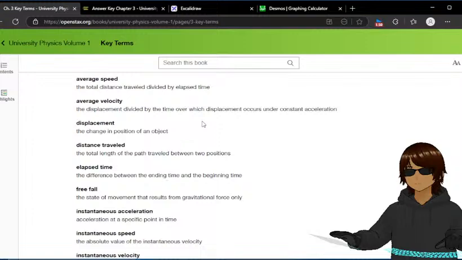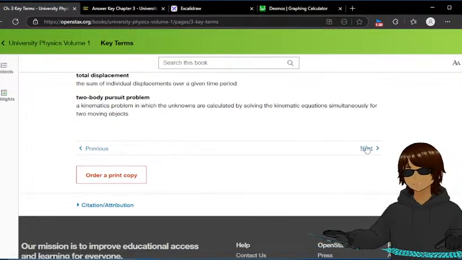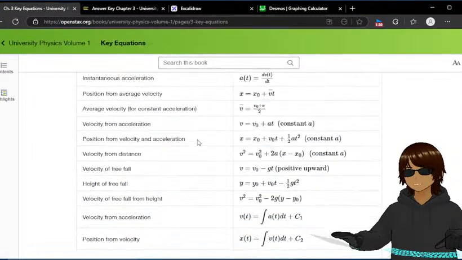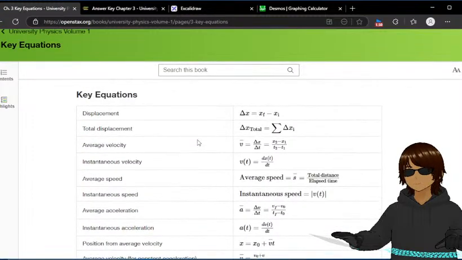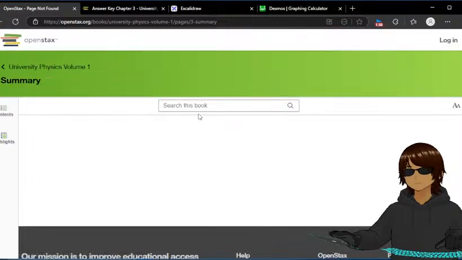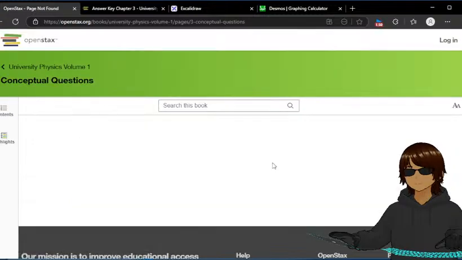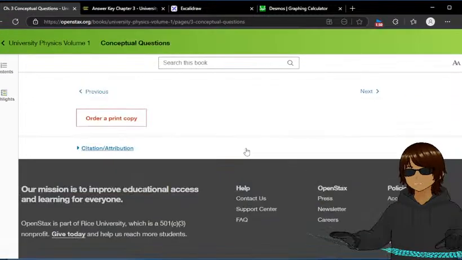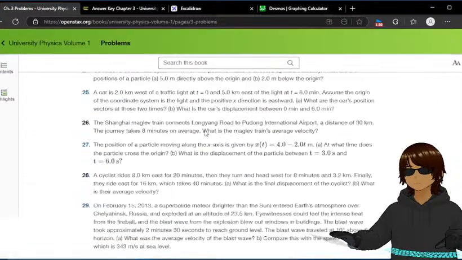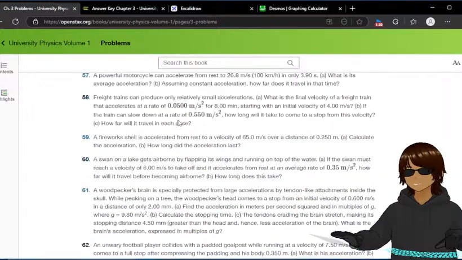Okay, these are the key terms. I think I will end the stream here. I wanted to do the questions, but I took a lot of time in between. Now the summary, conceptual questions. I wanted to do some of the problems.